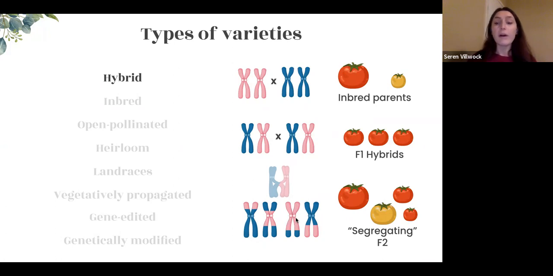And so we call that population segregating, where there are different traits exhibited in the population. Some are larger, some are smaller. So you can save seeds from a hybrid, but you are just unlikely to have something that looks exactly like the F1 hybrid that you saved the seeds from.